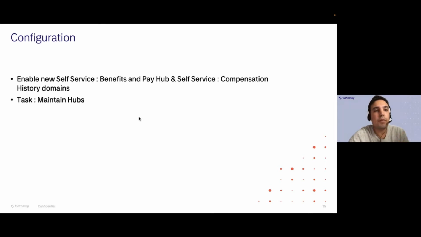So for configuration, you need to enable a new domain called self-service benefits and pay hub, and also the self-service compensation history domain. So as you can see, Workday created a new domain that employees can access for their compensation history. And then if you want to go with this feature, you have a task called maintain hubs, and you need to maintain the new benefit and pay hubs.